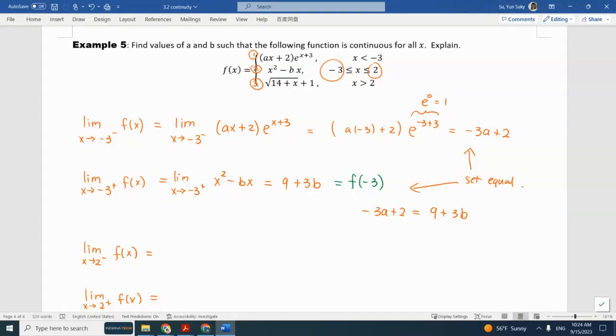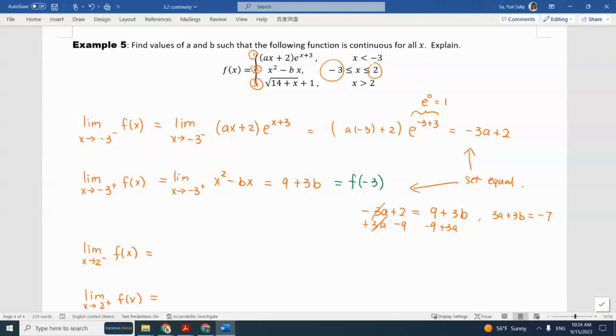So add the 3a and also minus 9. So you get what? 3a plus 3b equals -7.